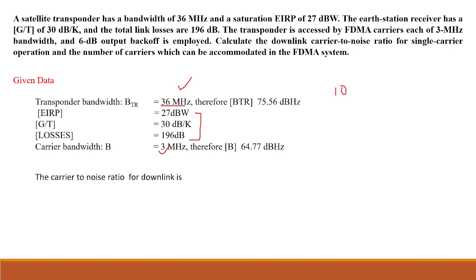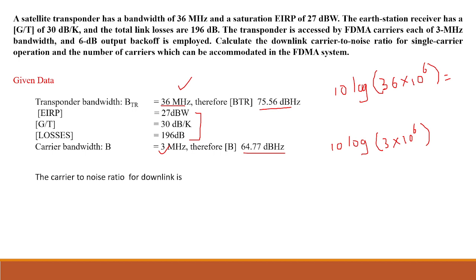We know it, right? 10 log of 36 into 10 to the power 6 hertz, whose equivalent is 75.56 decibel hertz. Similarly, the carrier bandwidth of 3 megahertz can also be converted into decibel using the same formula: 10 log of 3 into 10 to the power 6, which will be equal to 64.77 decibel.